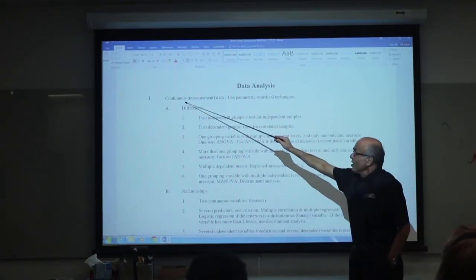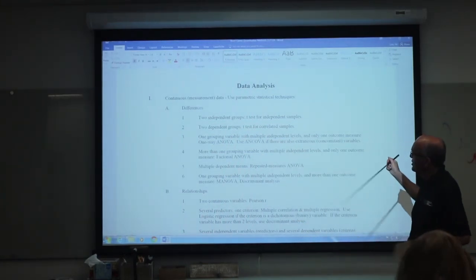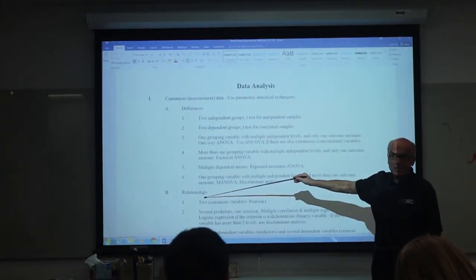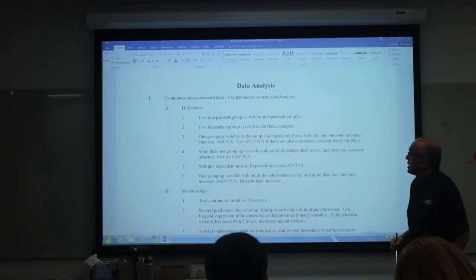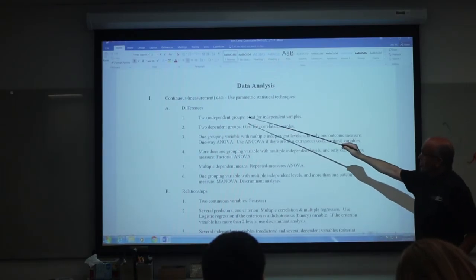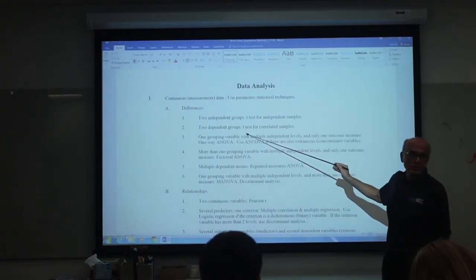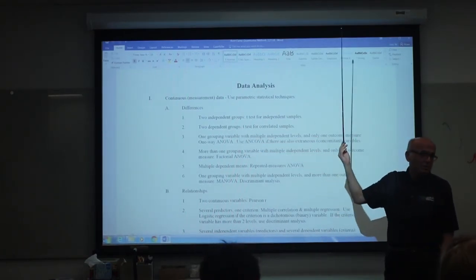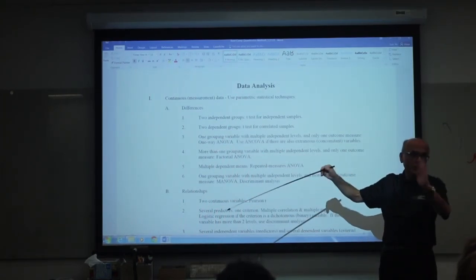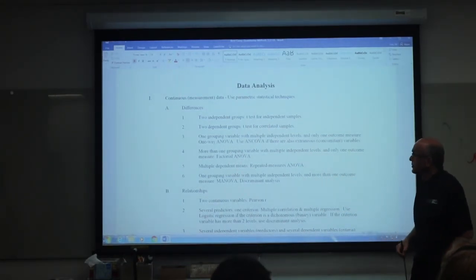So if the data are continuous, which we call measurement data, ask yourself, am I interested in finding differences or in testing relationships? Just look at your research question. It will tell you. So if you want to test differences, if you have two independent groups, you do the t-test for independent samples. You learned that in the first stat course. If you have two dependent groups, like comparing pretest with post-test, you do the t-test for correlated samples.